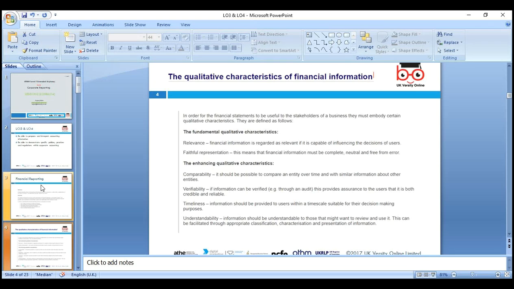Timeliness: the information should be provided to the user in time. It should not be too late, because otherwise it is outdated and does not really influence decision making.